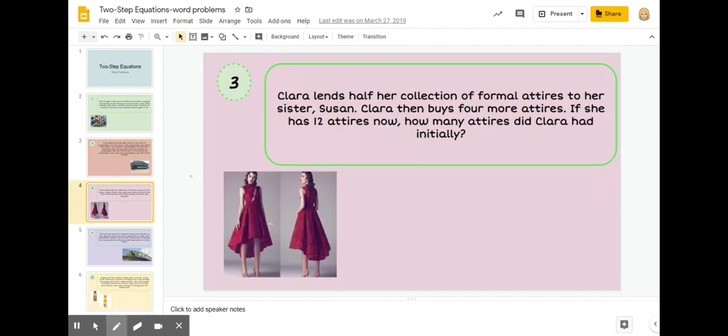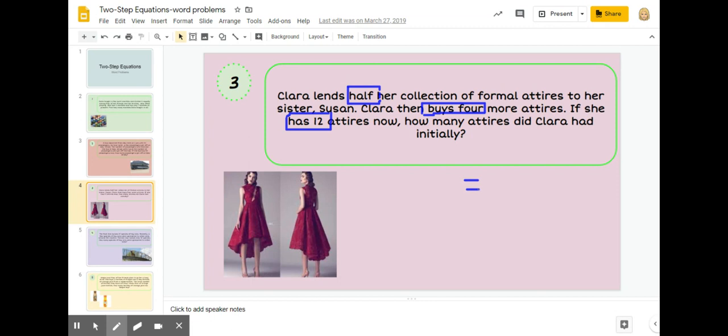Okay, number 3. Clara lends half her collection of formal attires to her sister. Ooh, she lent half. Pretty bold, Clara. Clara then buys 4 more attires. She buys 4 more. So that tells me she's adding 4 to her collection. If she has, there's our answer, or our final on one side of the equation. She has 12 attires now. How many attires did Clara have initially? Typo. Don't tell Miss Dodson.